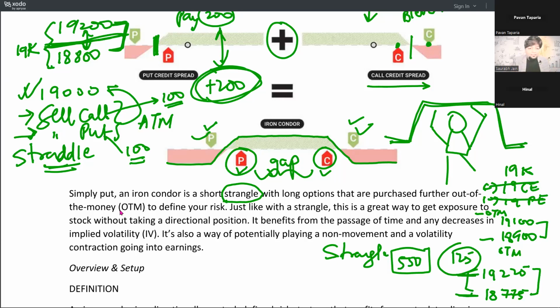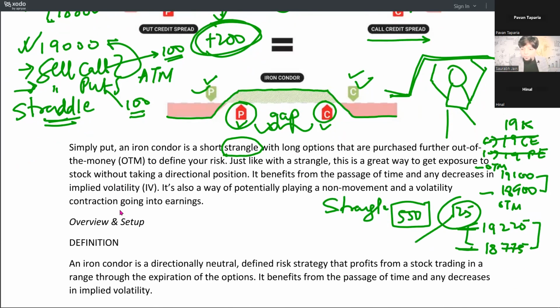Now, here we are saying we are going to short the strangle. Now, what if a person longs the strangle? A person who longs the strangle will pay this 125 rupees. I hope that you are getting it on the other side. If I had shorted the strangle, somebody else would have longed the strangle. Let's assume that.